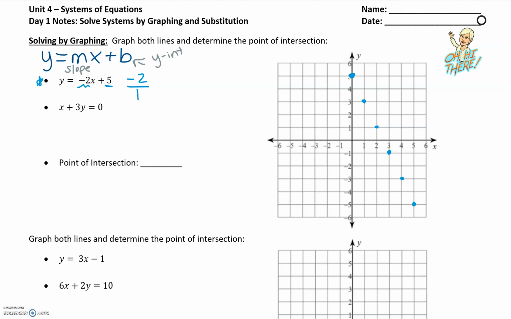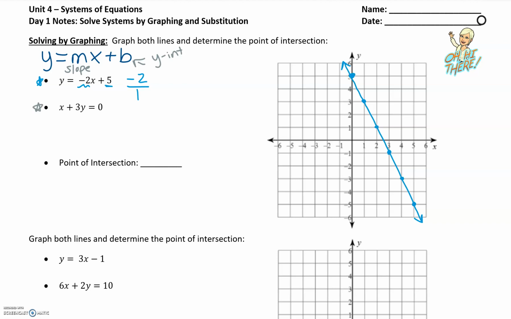We do want to connect these dots with a line and put some arrows on the end, so you'll want to connect these, putting an arrow on the end showing that it's a line and going to go on forever. Okay. Now what we want to do is we want to graph the other equation. So I'm going to do this one in gray.